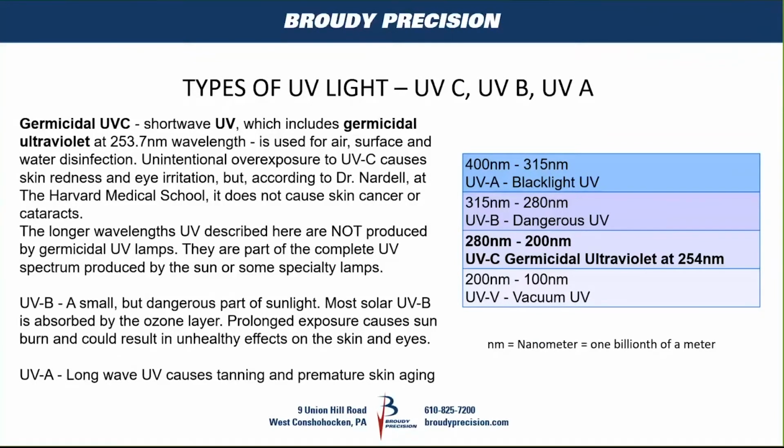There are shorter wavelengths in the light spectrum, but what we're looking for is something in the area of 280 nanometers to 200 nanometers, and that's considered germicidal UV, basically at 254 nanometers. So what that technology is telling us is for air and surface water disinfection, this is the wavelength that we are looking for germicidal UV light protection.